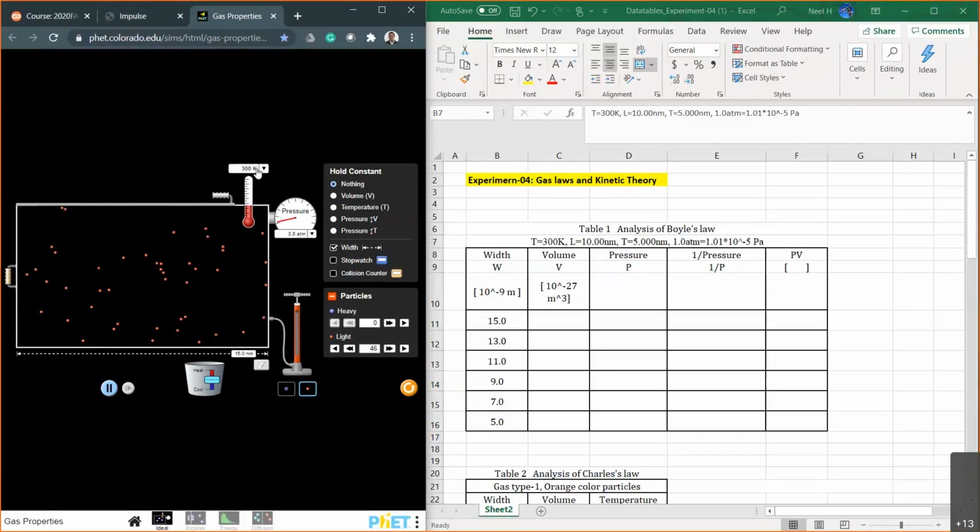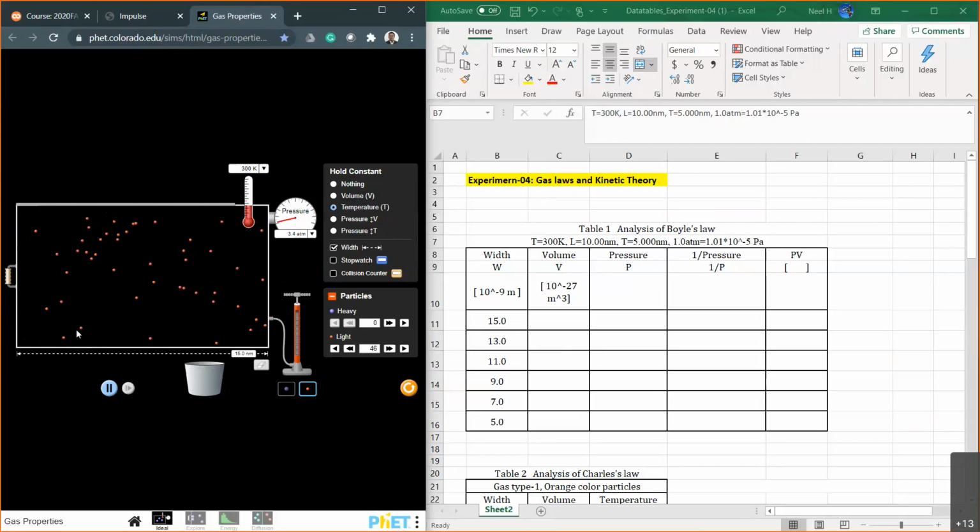Now, right now the temperature is 300 K. We need to fix that temperature, right? So let's fix that temperature by clicking here. Then you can see the temperature is fixed. It says hold constant, right? Which means if I click the temperature, then during the experiment, temperature will not change. It will hold constant, and then we can change the volume and then measure how the pressure is actually increasing.